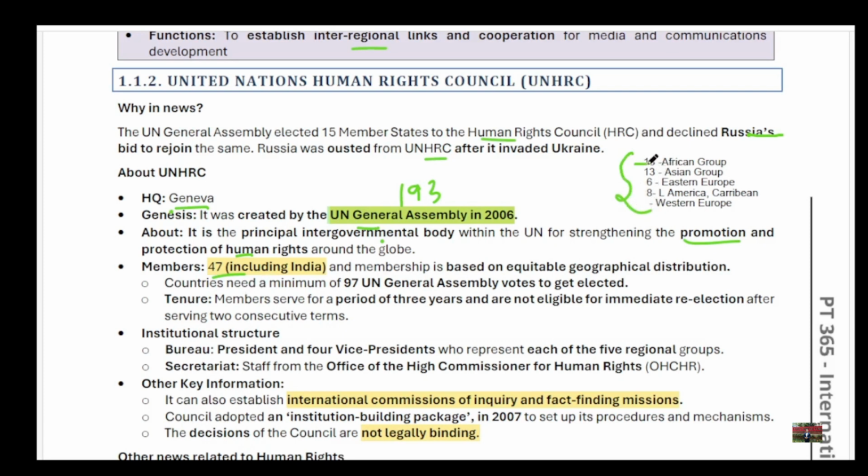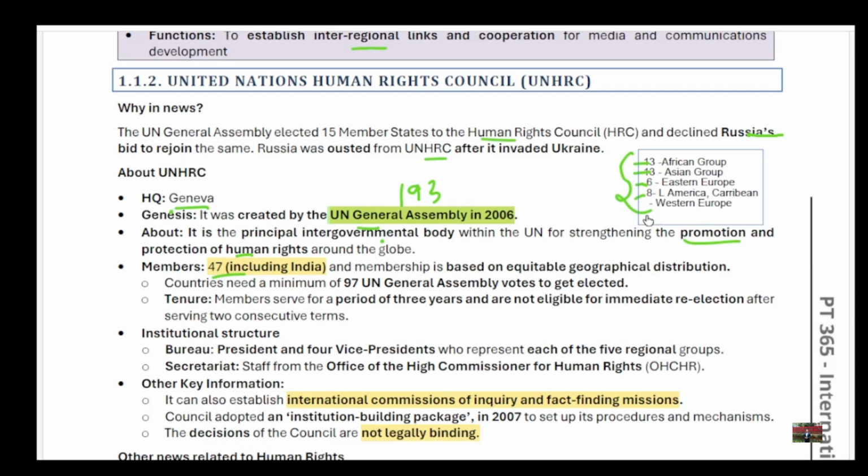So this is the breakdown of all the 47 member nations of the UNHRC. 13 come from the African group. Another 13 come from the Asian group. 6 belong to Eastern Europe. 8 come from Latin America and the Caribbean, and the remaining 7 come from Western Europe. Combined, they become the 47 member countries of the Human Rights Council. They are chosen on the basis of equitable geographic distribution.